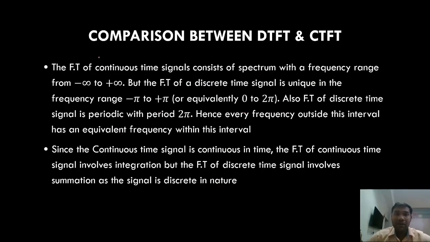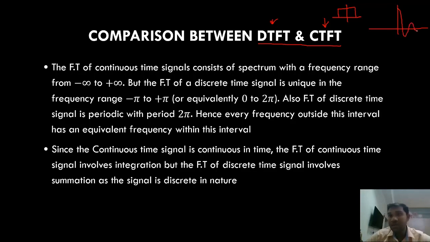So if we compare DTFT and CTFT, this is the discrete time Fourier transform and this is the continuous time Fourier transform. So if we compare those two, what can we observe? The Fourier transform for the continuous time signals consists of a spectrum with a frequency range from minus infinite to plus infinite, right? For a continuous time signal, let us say if I considered my rectangular function, what is the Fourier transform of it? It is a sampling function, right?